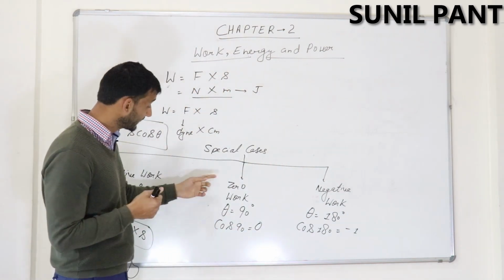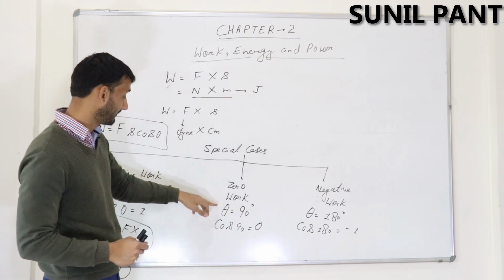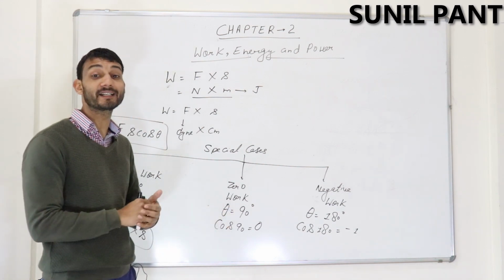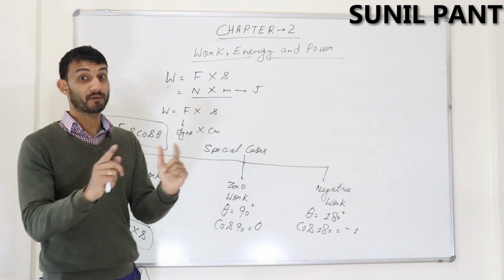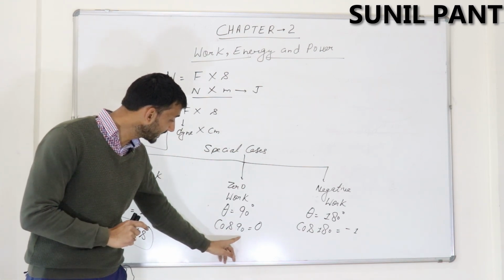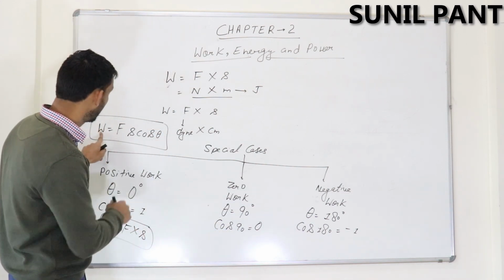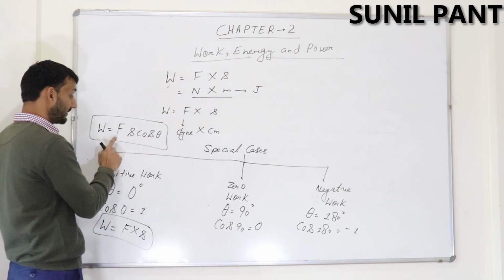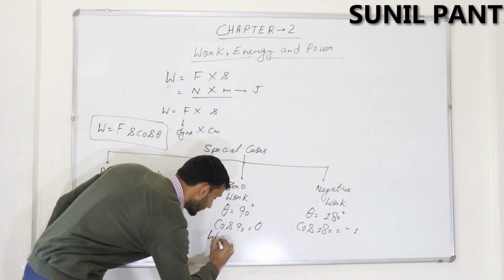Now coming to the second case, that is zero work. In this case the angle between the force and displacement is 90 degrees. So the force and displacement are perpendicular to each other. So in this case, cos 90 will be 0, and 0 multiplied by F into S will again be 0. So in this case the work done will be 0.